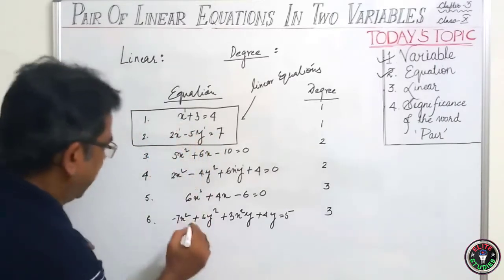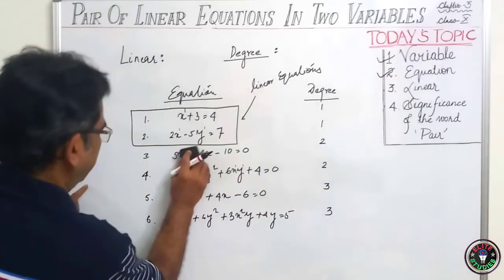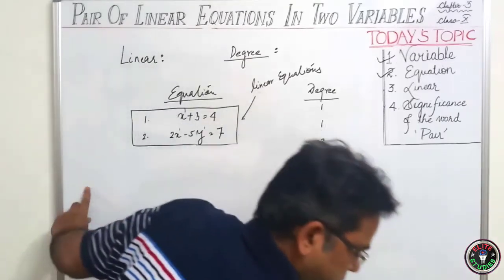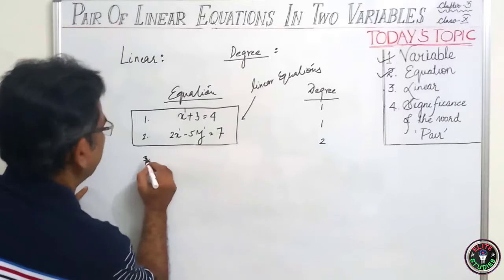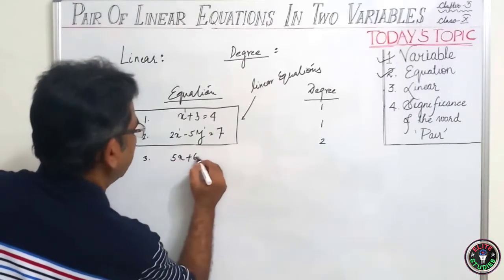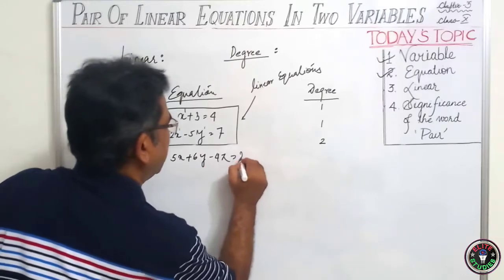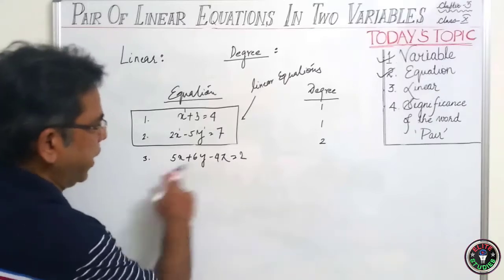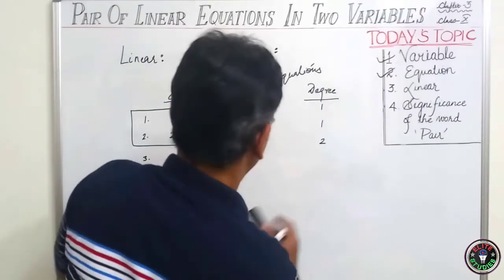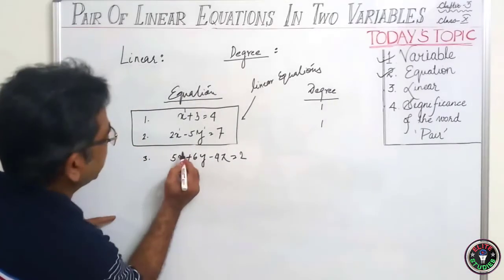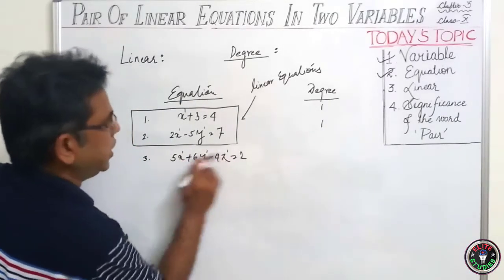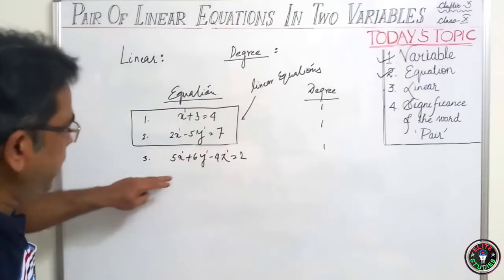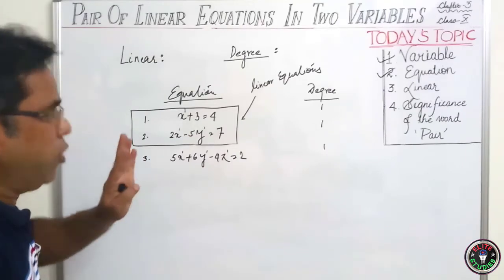Similarly, if you write, suppose, an equation like this, then this is again a linear equation, but in three variables. This is a linear equation because its power is 1, its power is 1, its power is 1. So it is a linear equation, because its degree is 1. But this is a linear equation in three variables. So I hope you have understood.